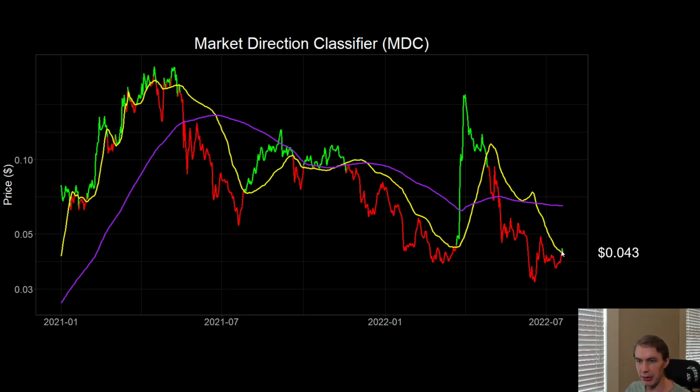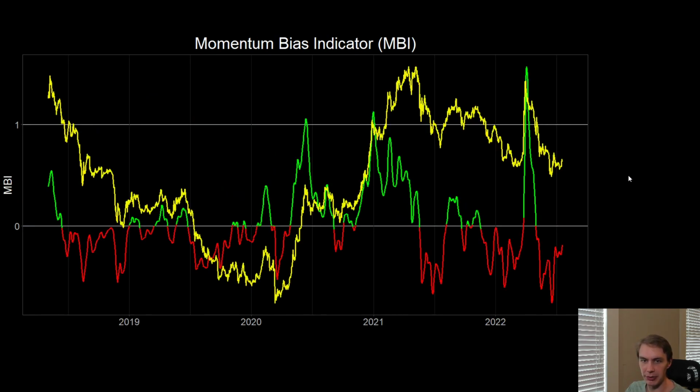From this model's perspective, the possibility of some upside is increasing because we've gotten above a kind of critical level. Now, another model we can look at to get a bit more of a macro idea of what's going on here is the momentum bias indicator, or MBI.